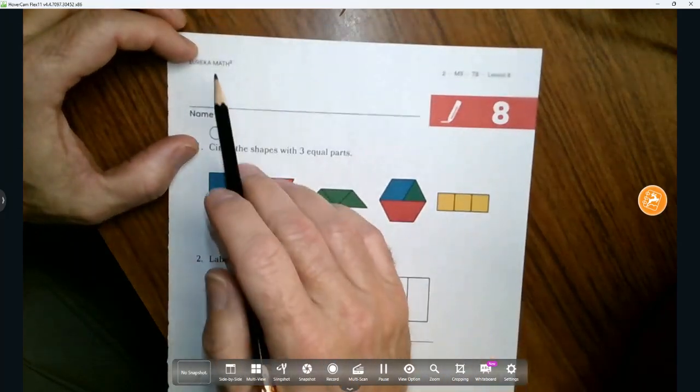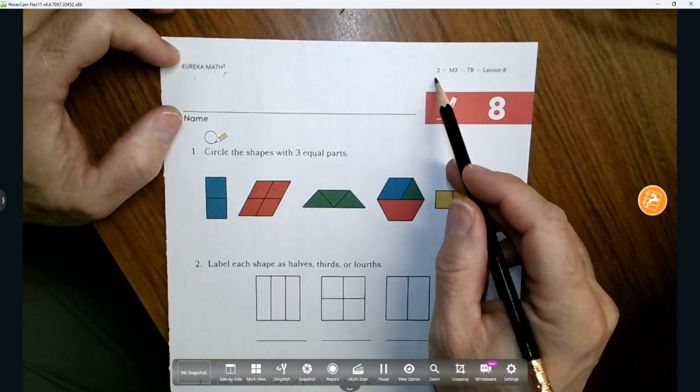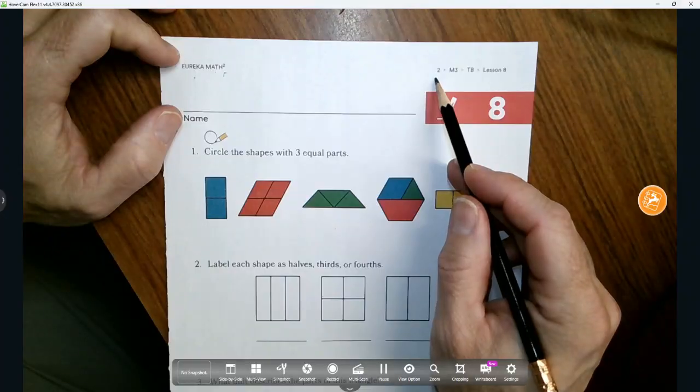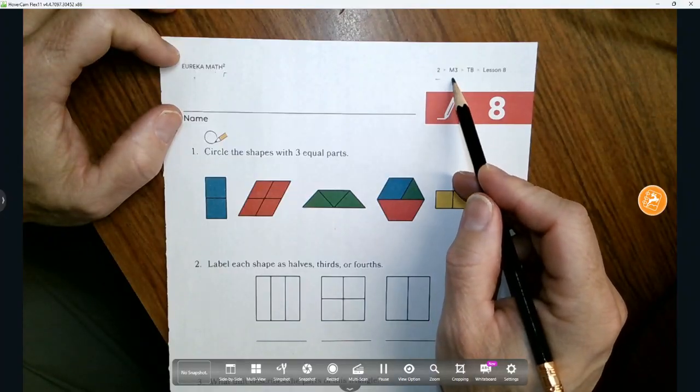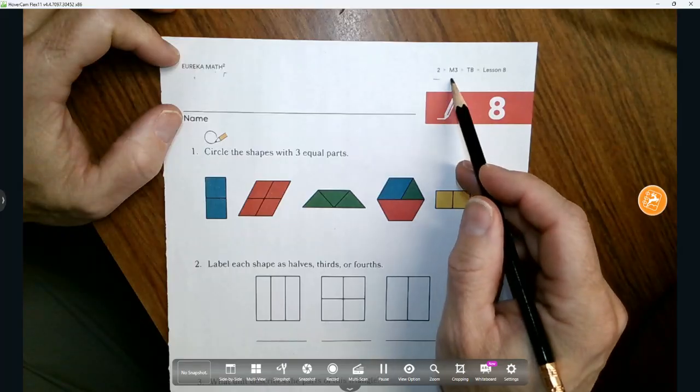Everybody, Mr. Short here, Eureka Math Squared, Module 2. I'm sorry, second grade, Module 3. I messed up. Module 3, second grade, Module 3, Lesson 8.